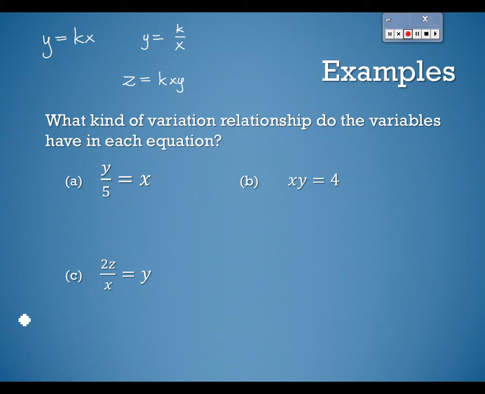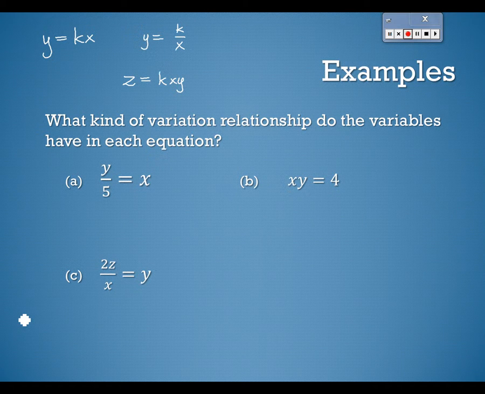So the point is, for A, this doesn't look quite like the things up there. Can you convince me which it is? Direct, inverse, joint? Okay, do you think this is direct, or inverse? Justify yourself. Inverse. Multiply it by 5 and then it's just kx equals y.